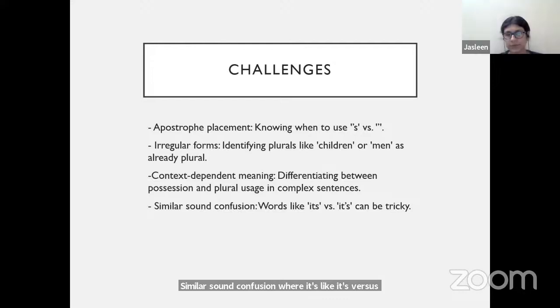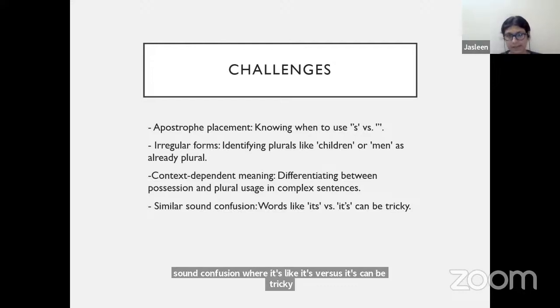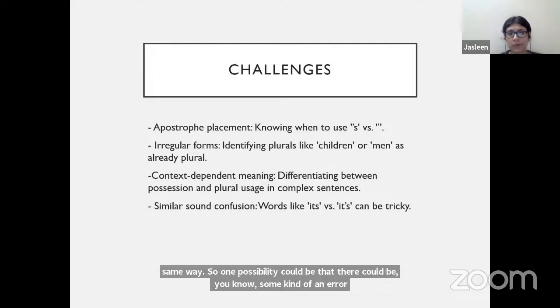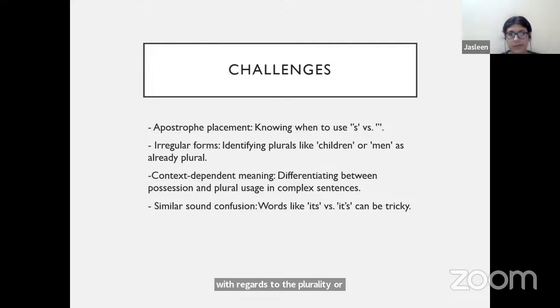Yes, as I have mentioned before, it's and its. You have to remember that it is a bit tricky. Okay, and the questions would be asked in the same way. One possibility could be that there is some kind of error with regards to the plurality or the possessiveness of the noun. So you have to figure out the error and then choose the correct one from the options. This is the first type of question that could be possible.